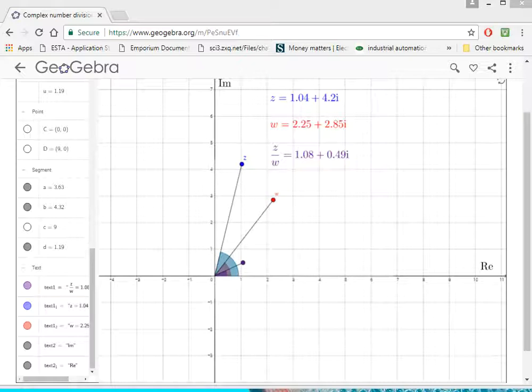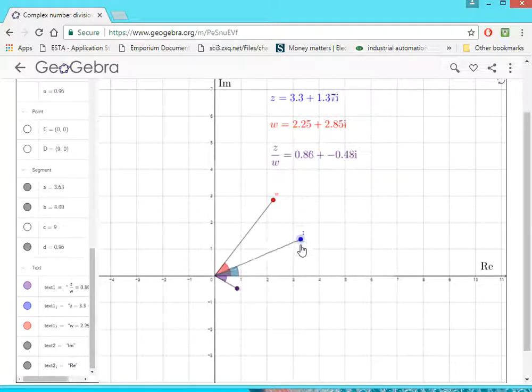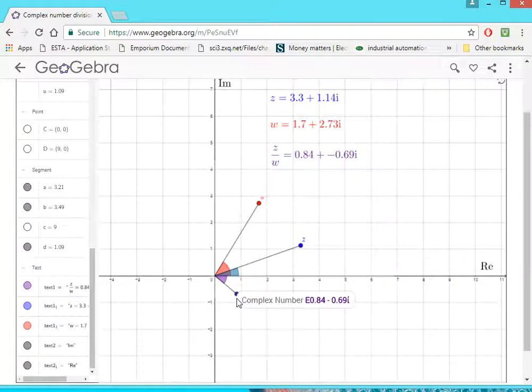Here you can see GeoGebra, which is a dynamic way of showing complex number division, where we have in this case z, which we can move around as we wish, and w. As you can see, z divided by w, as shown by the purple number, changes as we change z and w, and you can see therefore that division is going to be a combination of enlargement, or if you like reduction, depending on the scale factor, and rotation.